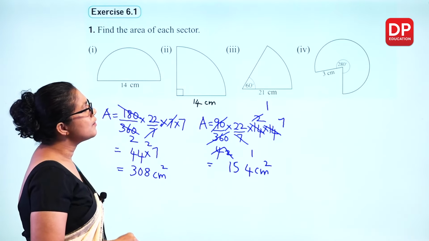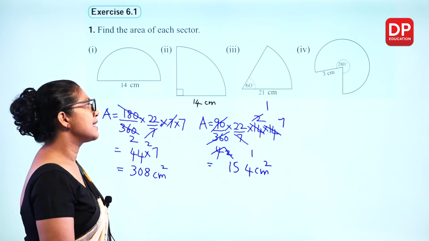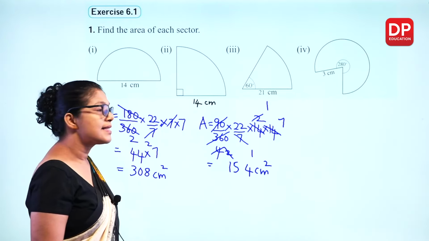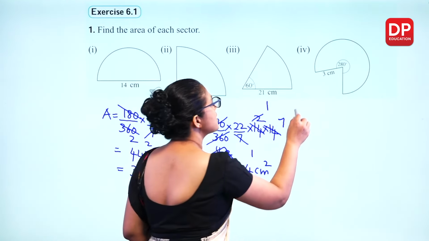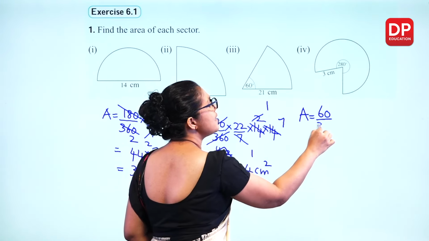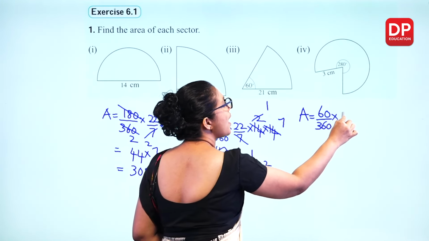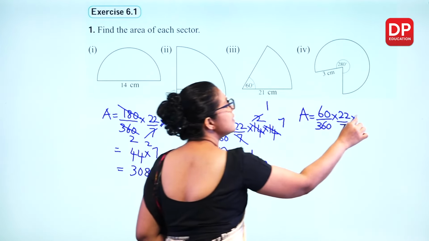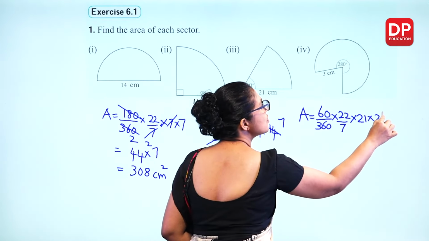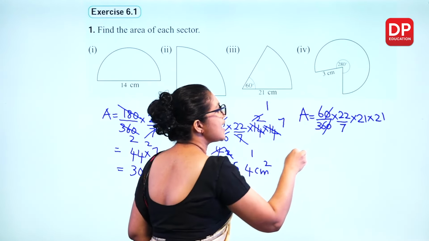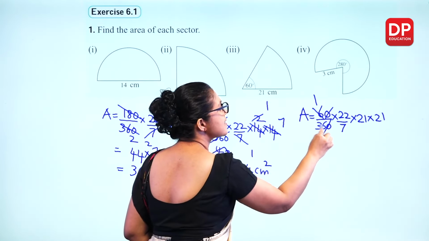Now look at the third one. What's the angle at the center? The angle at the center is 60 degrees and the radius is 21. So what's the area of the sector? Angle divided by 360 into pi. Pi is 22 over 7 into r squared. So 21 times 21. Now try to simplify this. 0 gets cancelled out. 6 times 1, 6 times 6.